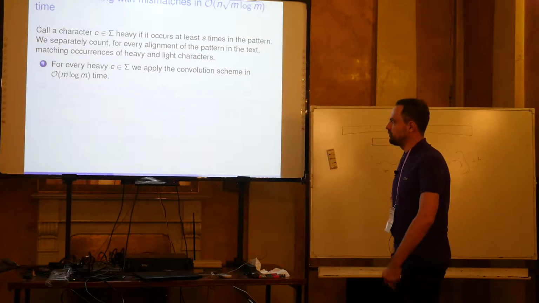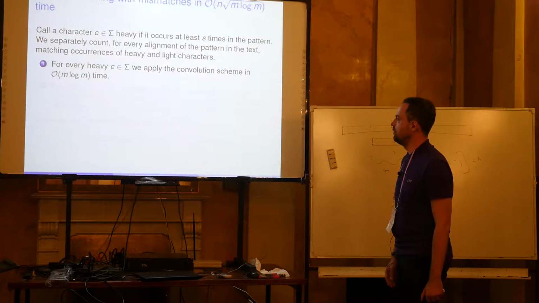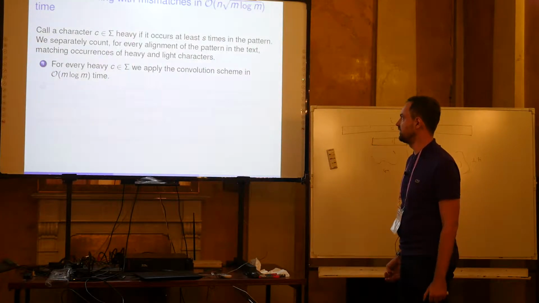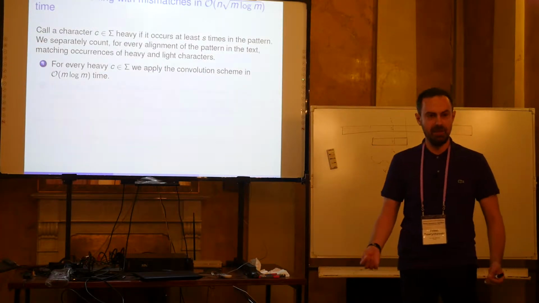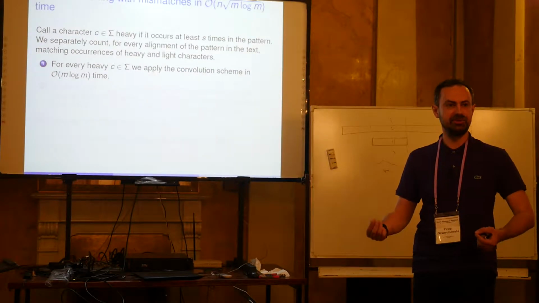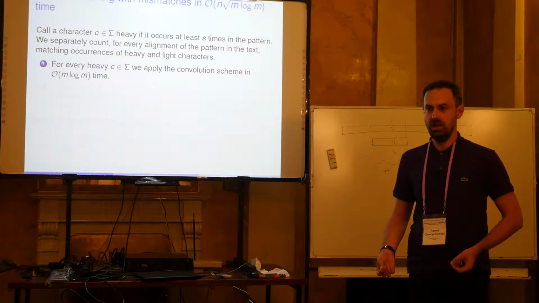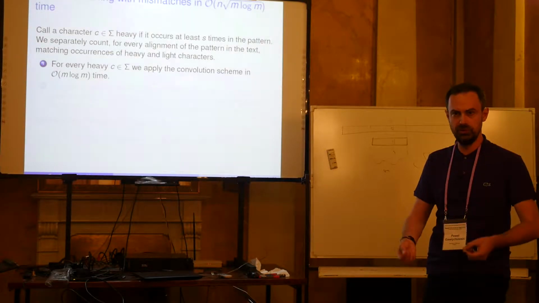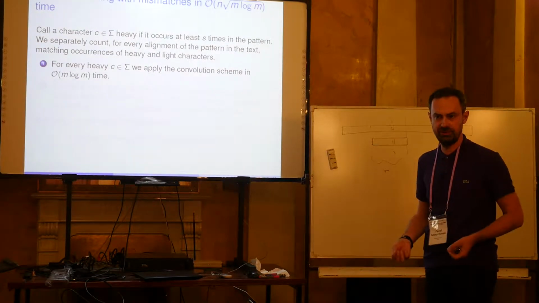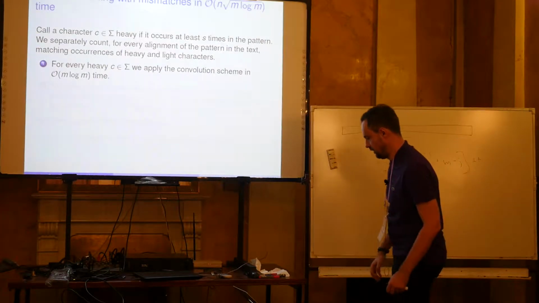Now, why is it not so stupid? Because a character is heavy when it occurs at least S times in the pattern. But the pattern is of length m. So how many heavy characters can you have? M over S, right? So if you choose your S to be large enough, you will get very few invocations of this FFT. Okay, so that's the first case.